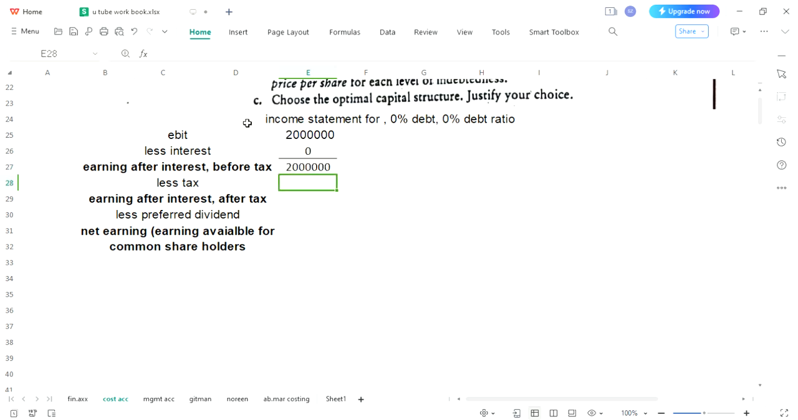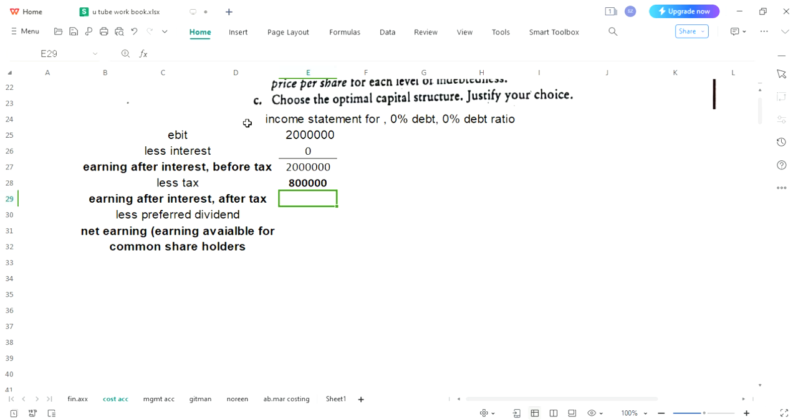In absence of interest, now you will calculate your tax. Tax is 40% and we need our earning before tax. Previous earning was 2 million. Okay, we need to see it carefully. 40 divided by 100. So we have got our amount of tax over here.